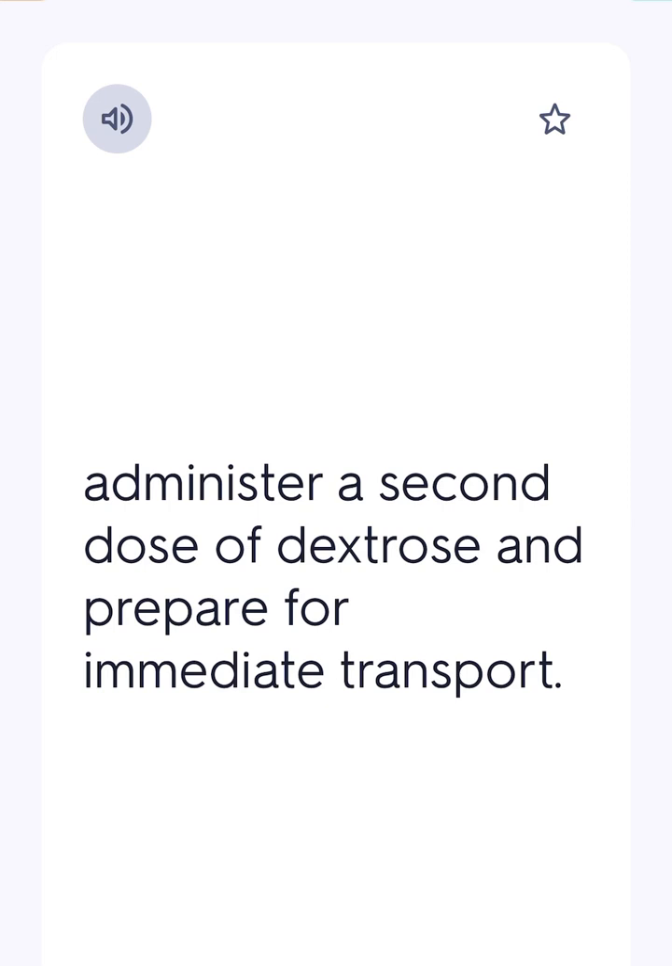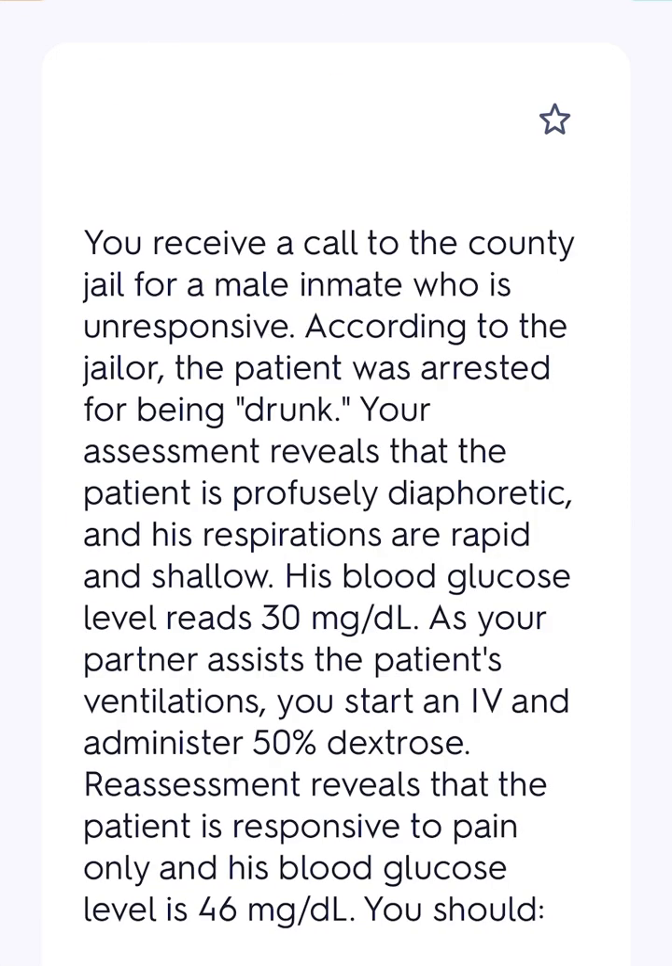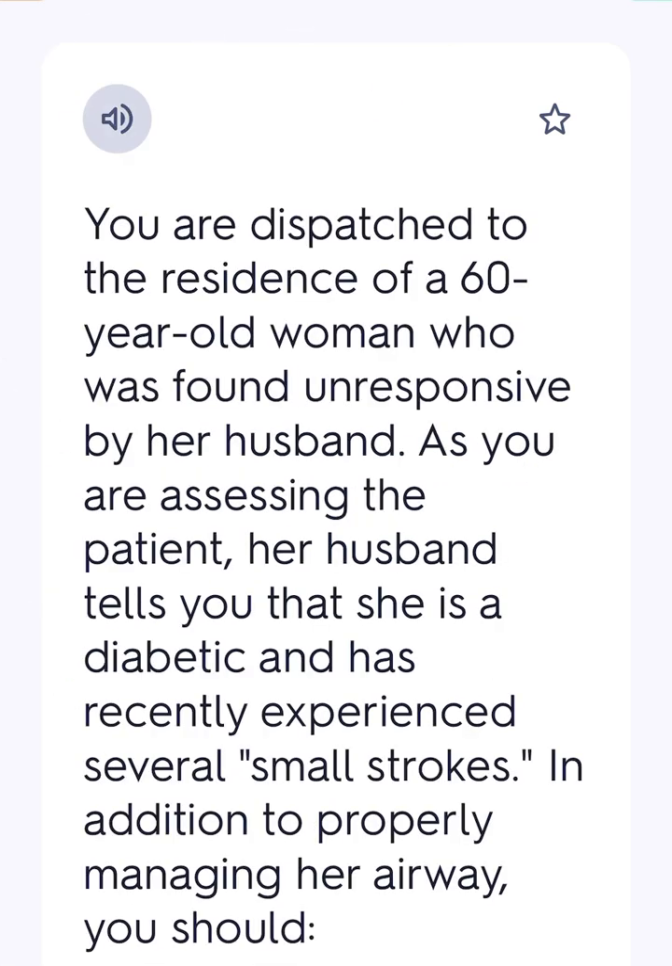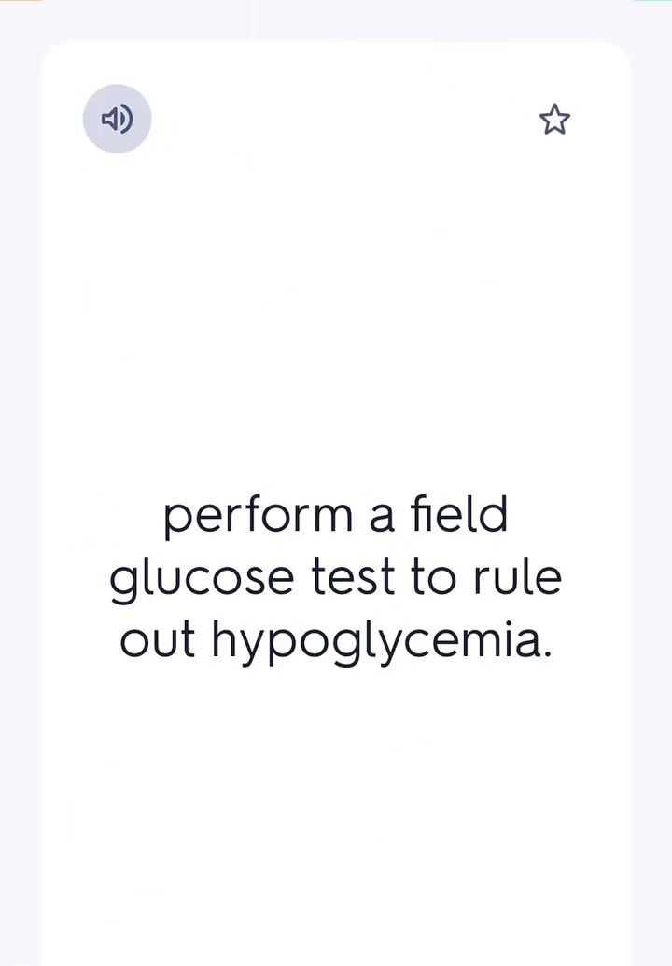Administer a second dose of dextrose, and prepare for immediate transport. You are dispatched to the residence of a 60-year-old woman who was found unresponsive by her husband. As you are assessing the patient, her husband tells you that she is a diabetic and has recently experienced several small strokes. In addition to properly managing her airway, you should perform a field glucose test to rule out hypoglycemia.